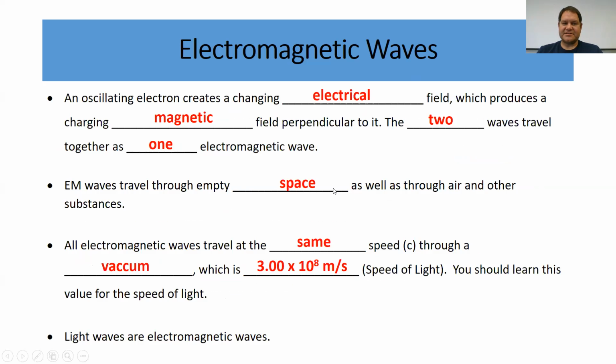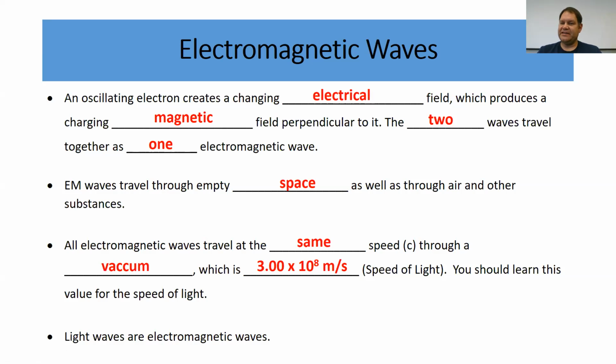All right, so an oscillating electron is going to create a changing electrical field, which produces a changing magnetic field perpendicular to it. And that's where we get the two waves, right? The electrical field and the magnetic field that are perpendicular. And those waves are those electromagnetic waves that are radiating out. So the two waves will travel together as one electromagnetic wave. Now, electromagnetic waves do travel through empty space, as well as air and other materials.